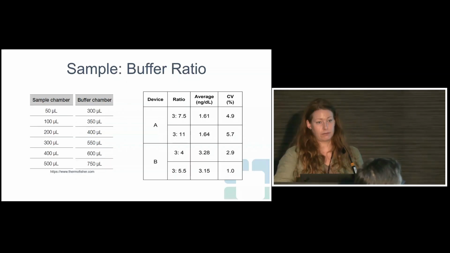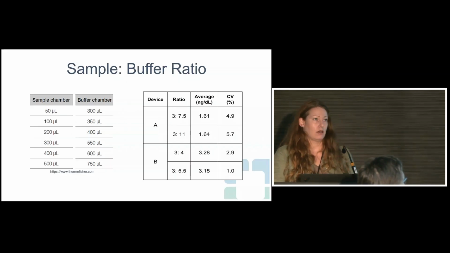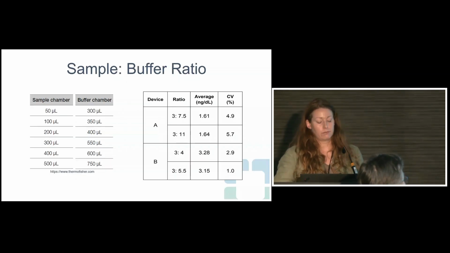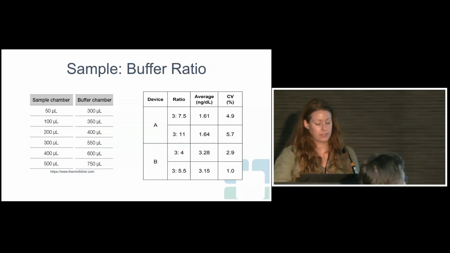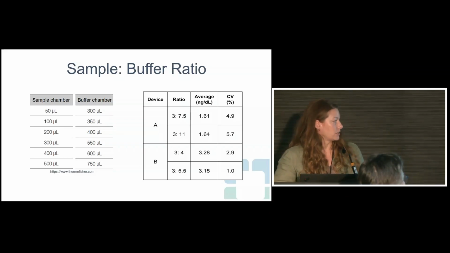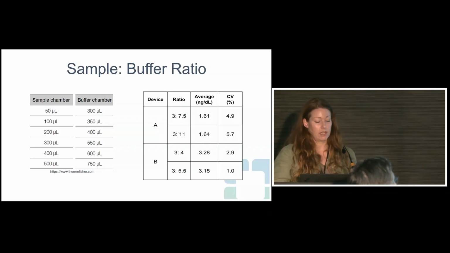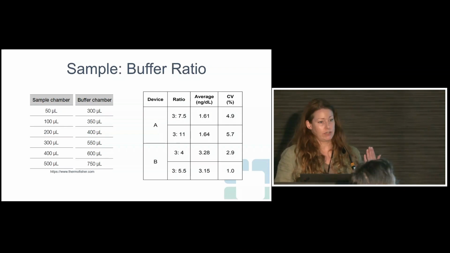So sample to buffer ratio is critical. We were relying heavily on the gold standard reference measurement procedure with the CDC. Each device is going to come with an IFU, and they're going to give you some different volumes that you could play around with. These are suggestions. And this is also device dependent. So some devices you can get pretty close to a 1-to-1 ratio of sample to buffer. Others, there's quite a disparity there.